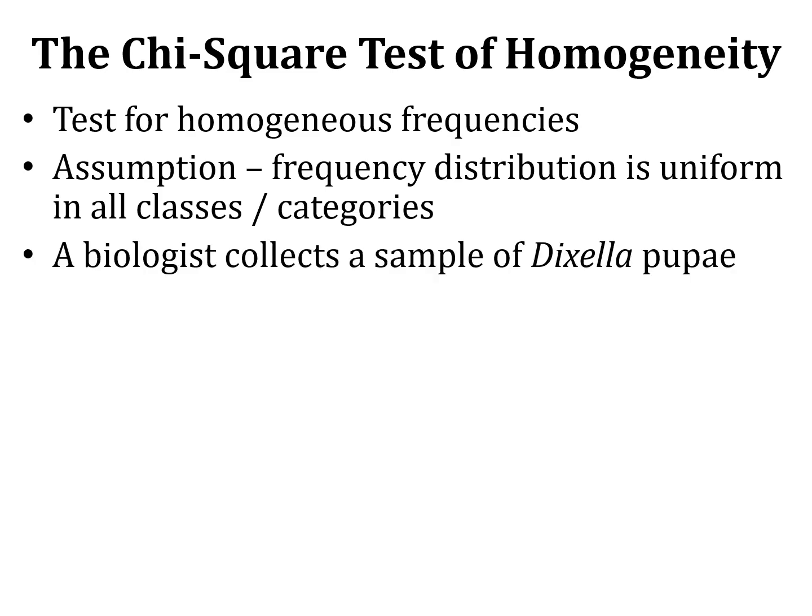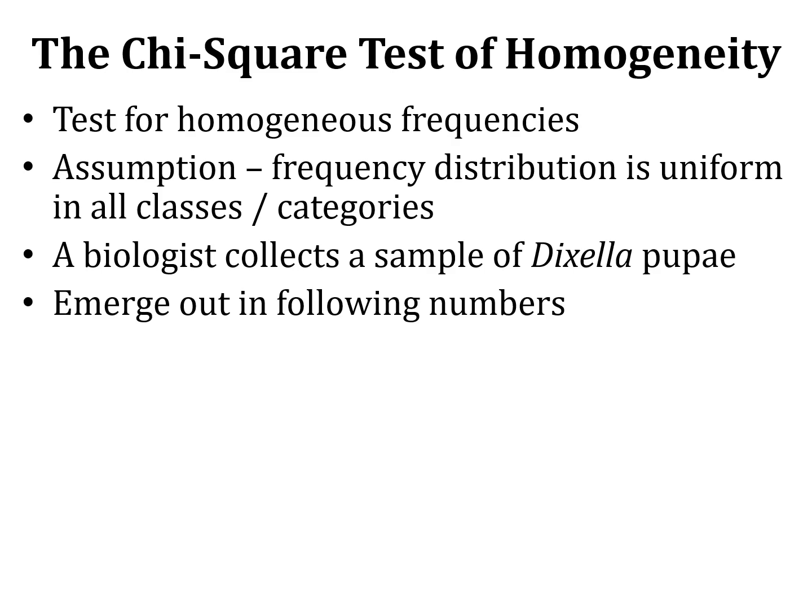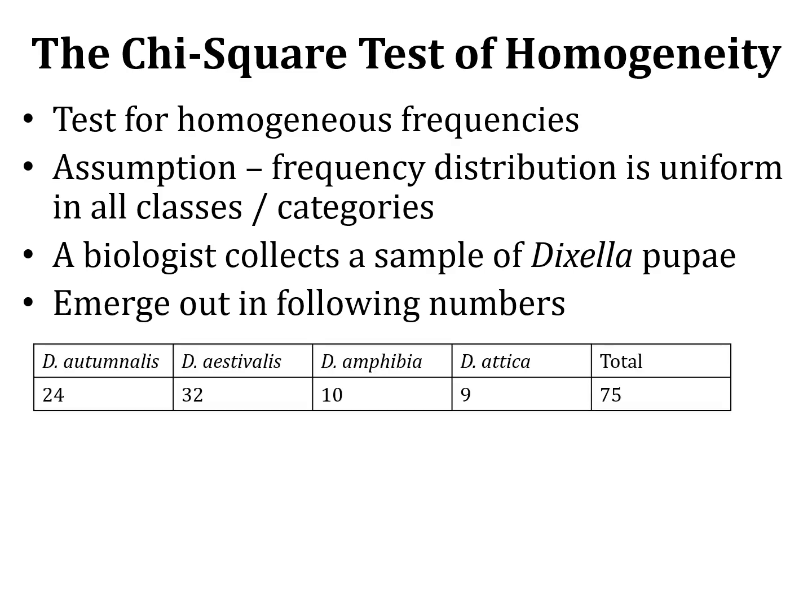And we are going to take the example of Dixella insects. A biologist collects a sample of Dixella pupae from a pond, and these pupae are morphologically indistinct. They are morphologically similar to each other, and they emerge in the following numbers: Dixella autumnalis, Dixella aestivalis, Dixella amphibia, and Dixella attica.